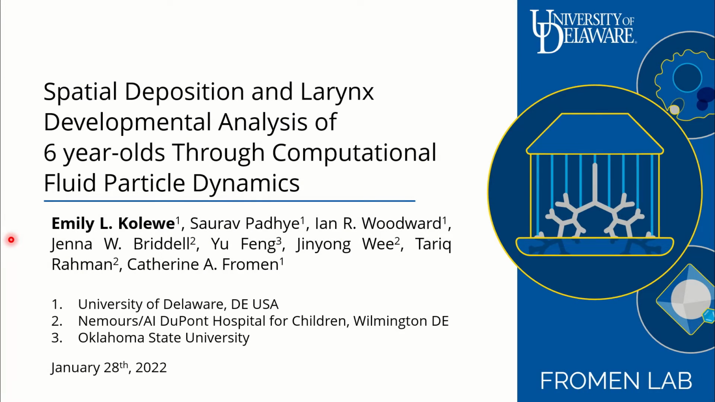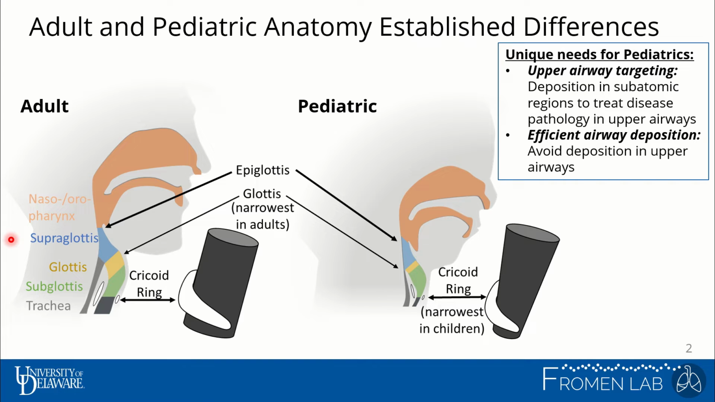Everyone, thank you for coming to my talk on spatial deposition and larynx developmental analysis of 6-year-olds through CFPD. It's been well established that there are variations between adult and pediatric airways in their geometry and anatomy. Specifically for us, we're interested in the glottis being the narrowest point for adults and the cricoid ring being the narrowest point for children, amongst other geometry variations.